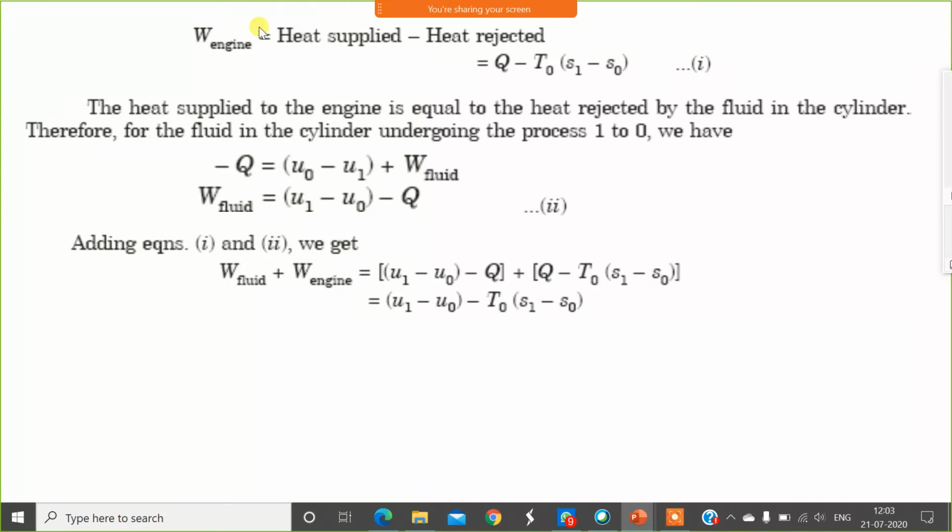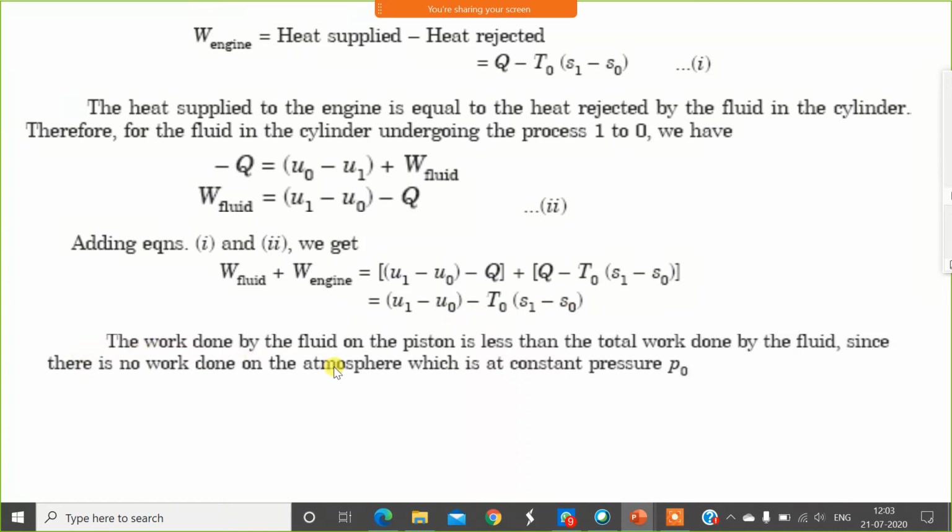Equation number 1 gives the work done by the engine, and equation number 2 gives the work done by the fluid. Therefore, work done by the fluid plus work done by the engine is equal to (U1 minus U0) minus Q plus Q minus T0 (S1 minus S0). Now Q will get cancelled. It will be U1 minus U0 minus T0 (S1 minus S0).